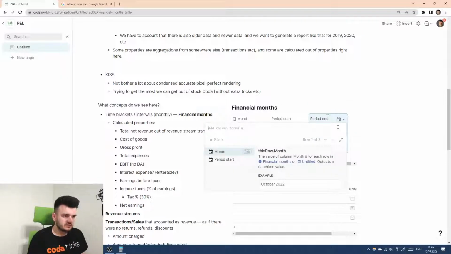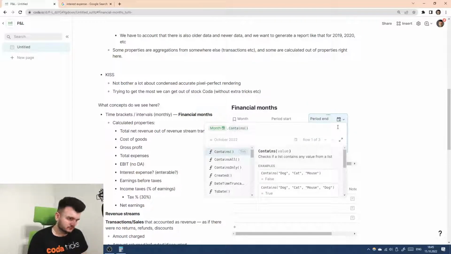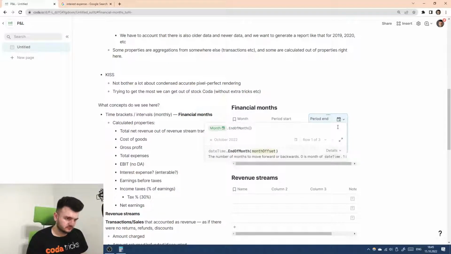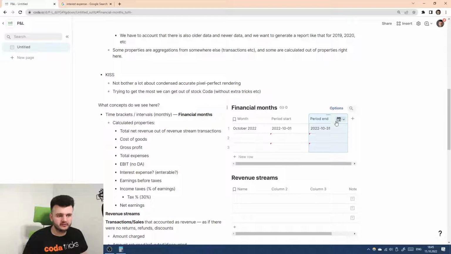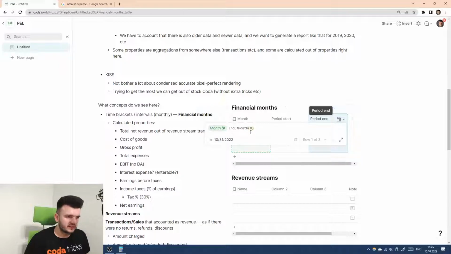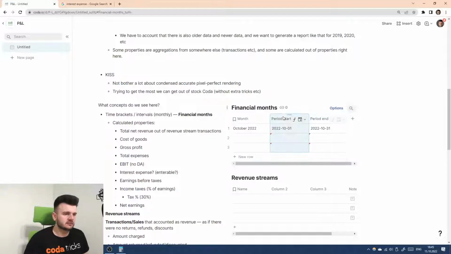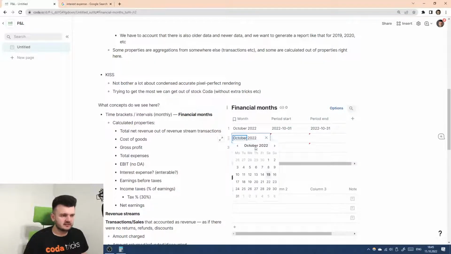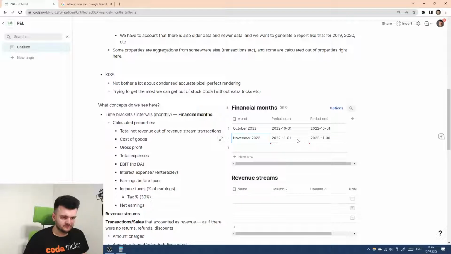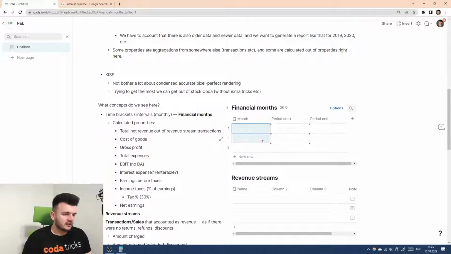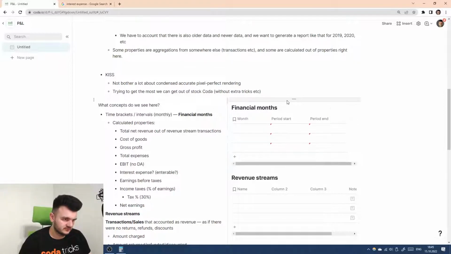Period end is gonna be the end of month. There is a formula where you select a date and call its date end of month, which means don't add and don't subtract any months. Just take this month and find its end. So if we go for November, it's gonna be 30 days in November, 31 days in October, and so on. So this is gonna be our month, and let's already generate some months.